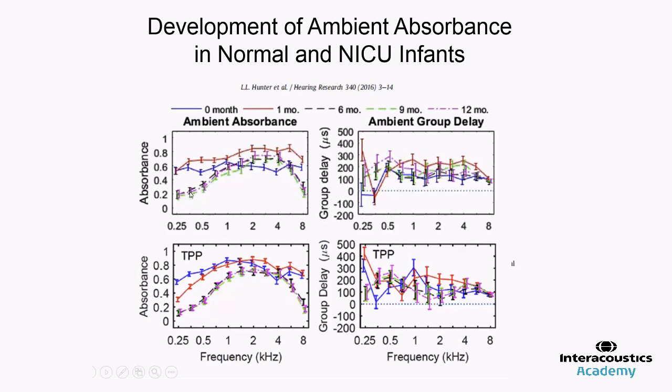By the time the babies are 6 months of age, we see a more adult-like pattern, where you have lower absorbance in the low frequencies, and then it reaches that peak in the mid-frequency range like we expect to see, where the middle ear is best at transferring energy. So 6, 9, and 12 months didn't really change, but from birth to 6 months of age, we see a lot of developmental changes.